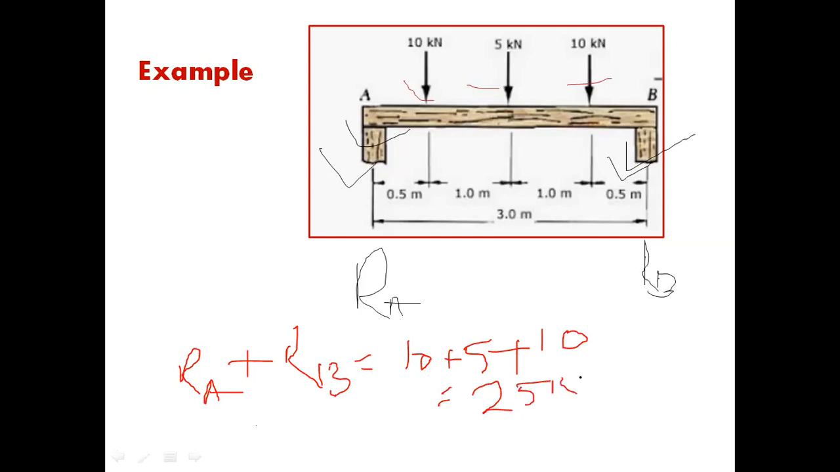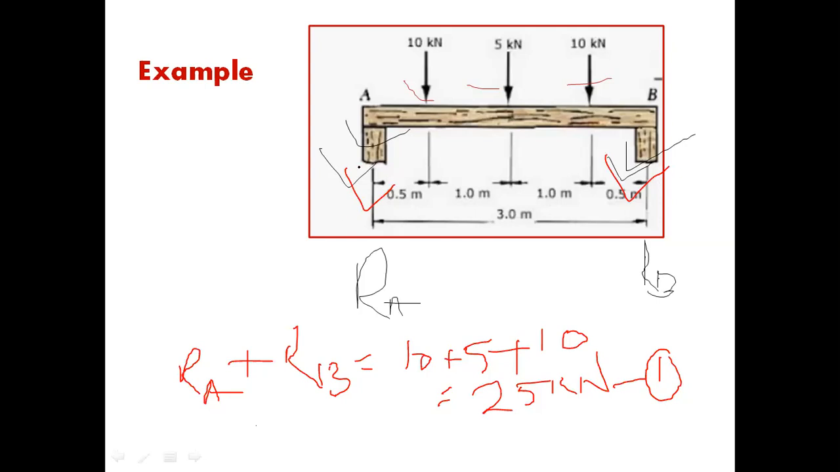This total load of 25 kilonewtons is carried by the two supports, support A and support B. Then after that, write this as equation number 1. Then another equation we need to find out RA and RB. How can I find out RA and RB? By the law of moments. What is the law of moments?